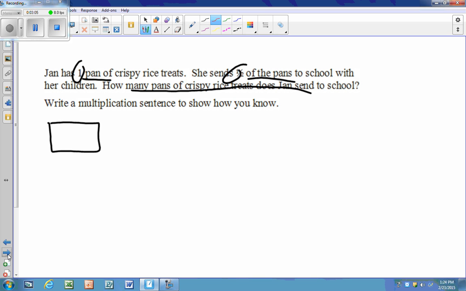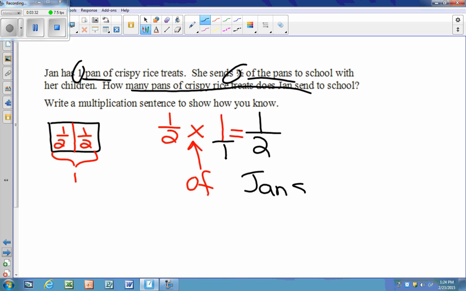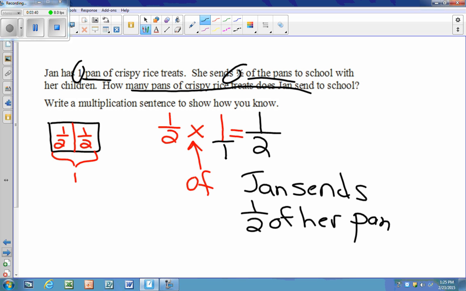So we have 1 pan, half of, notice that goes in front because this is the word of, half of 1. So this is worth 1, we cut it in half. So that's a half and a half. And then over here, put this over 1. 1 times 1 is 1. 2 times 1 is 2. So she sends 1/2 of her pans. Jan sends 1/2 of her pans to school.